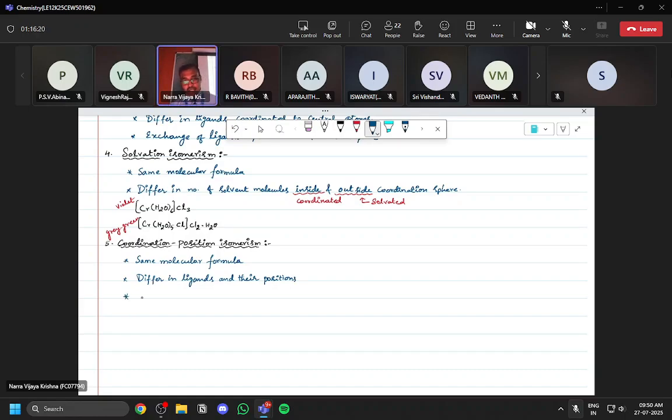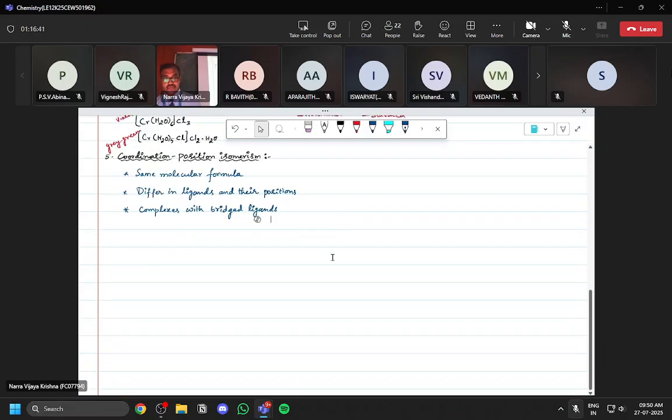Generally, it is observed in bridged complexes, complexes with bridged ligands. Right? For example, say this. I'm taking tetraamine cobalt. Here I am taking OH and chloro.